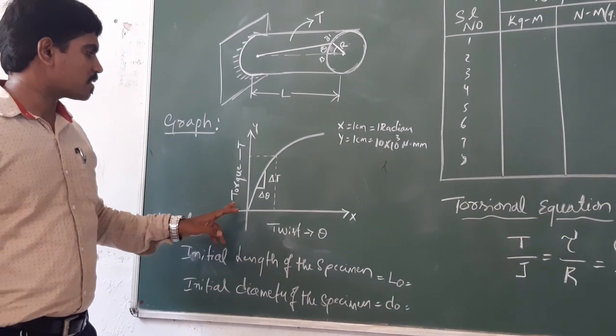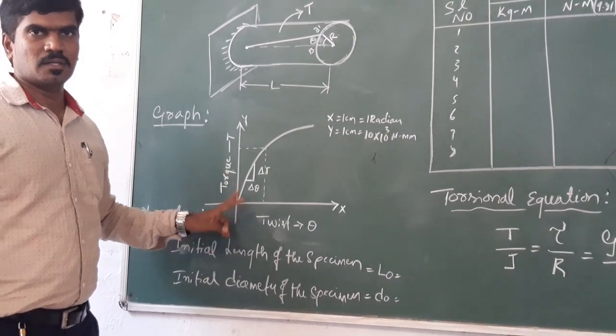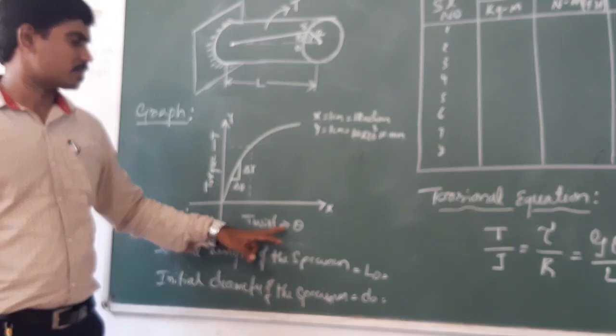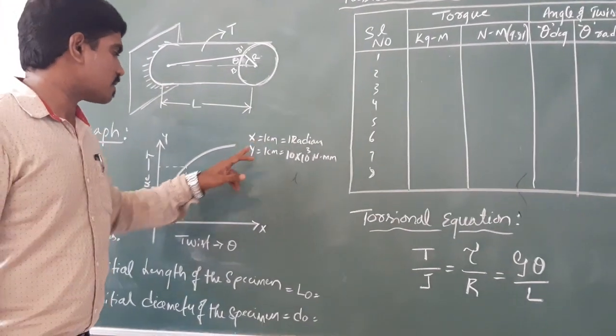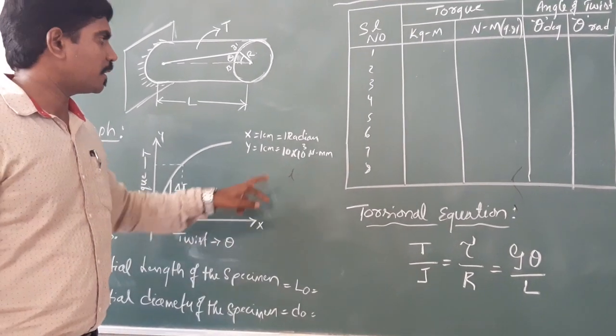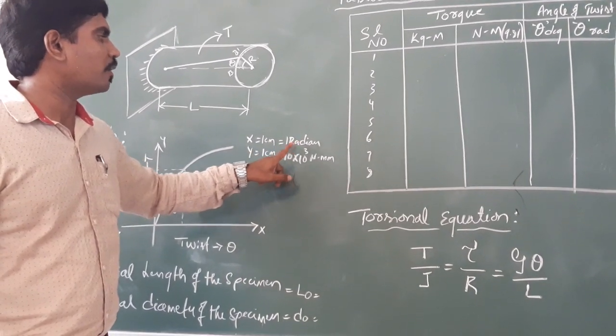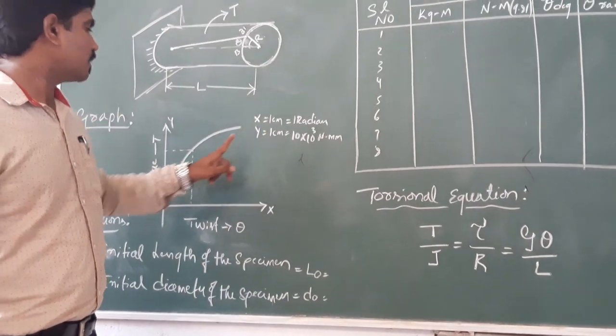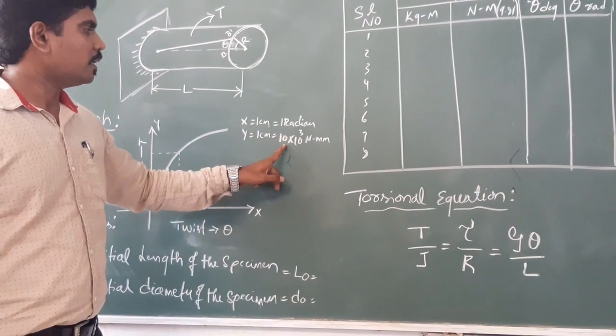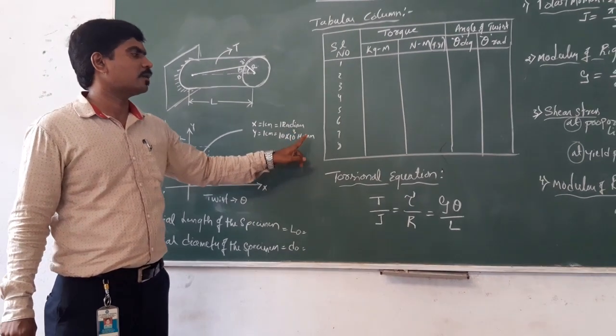And here the graph is torque versus twist. Torque T versus twist theta. On the x-axis the twist theta, 1 centimeter is equal to 1 radian, and on the y-axis the torque, 1 centimeter is equal to 10 into 10 raised to 3 Newton millimeter.